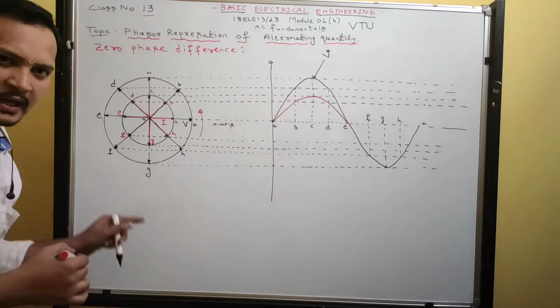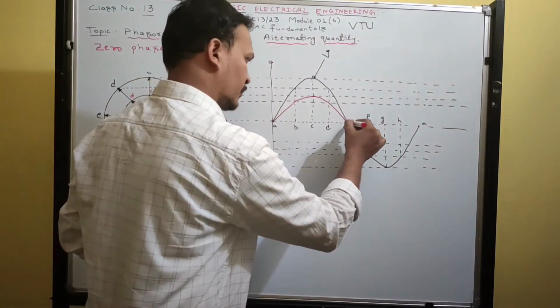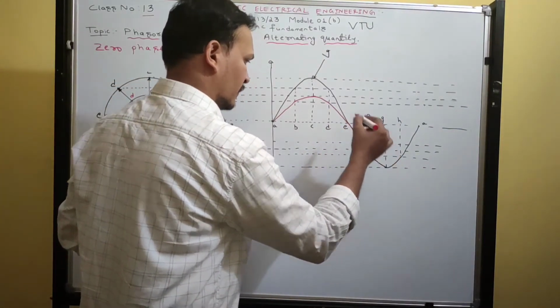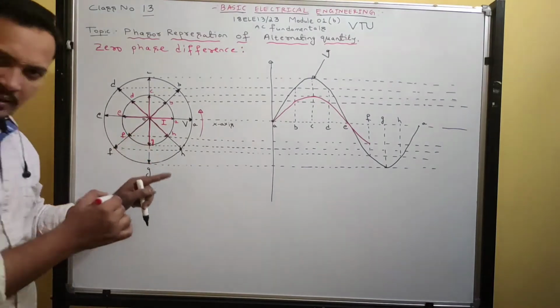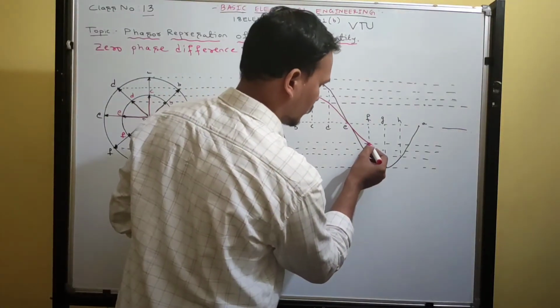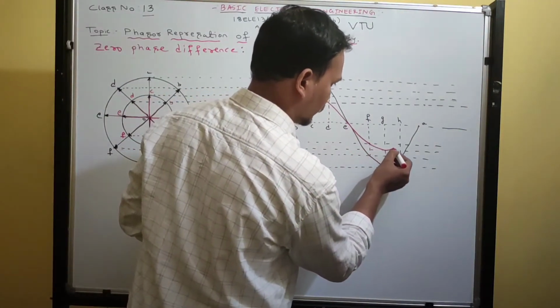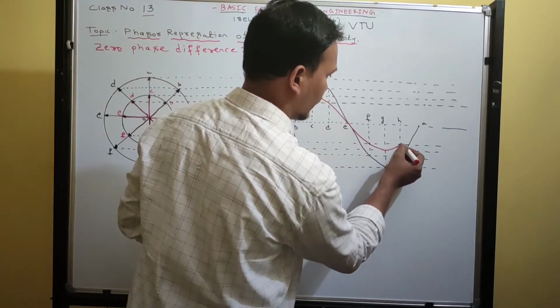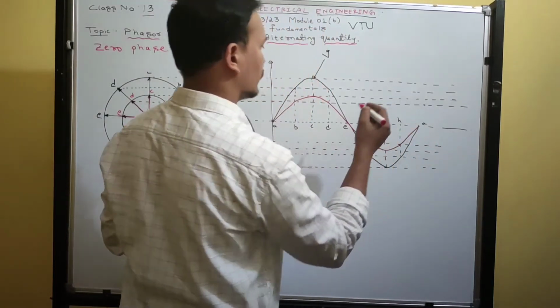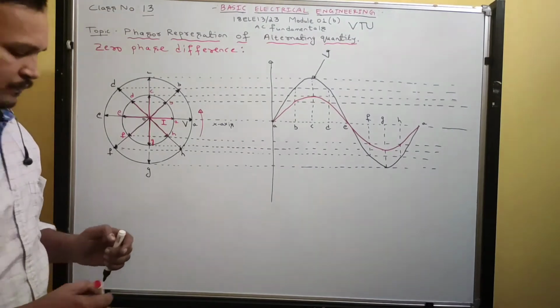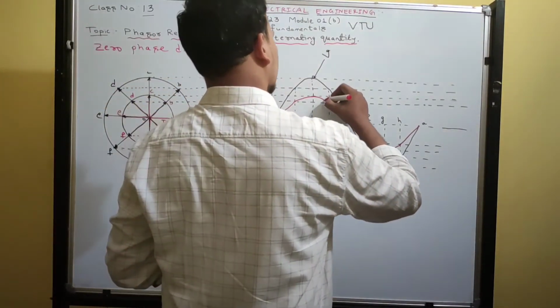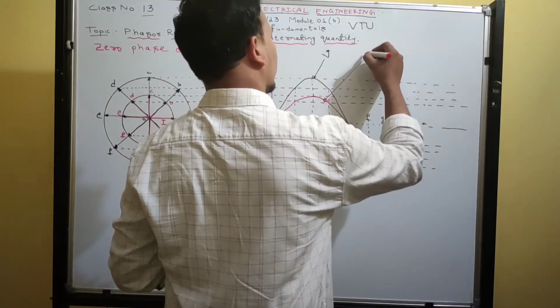Next, at position F, you will get a negative value. At position G, negative maximum. Again at position H, it reduces. Finally, back at position A, it becomes the minimum, 0. See now, this is called the current phasor.